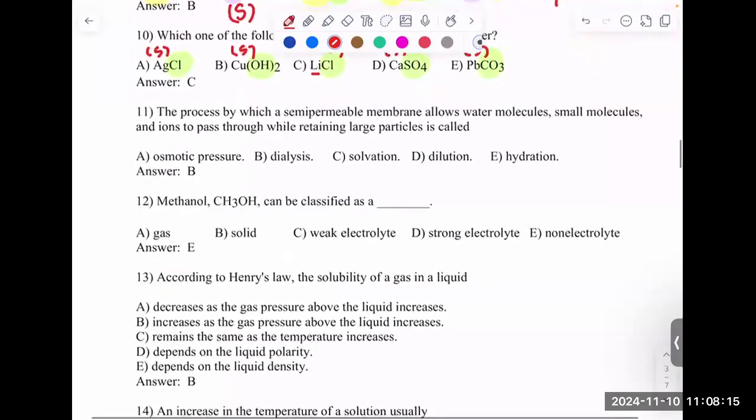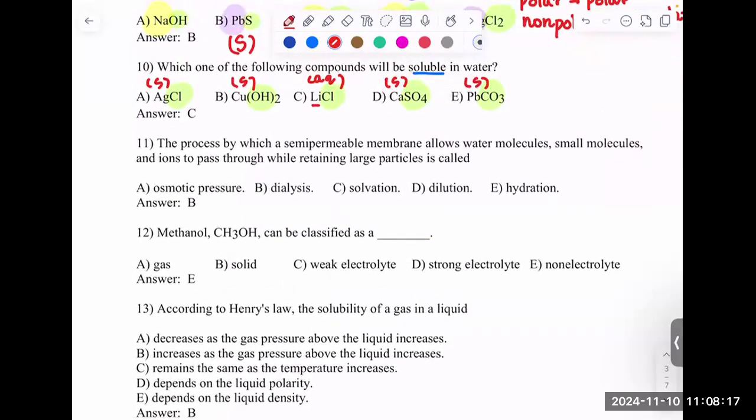This is a term, a definition. The process by which the semi-permeable membrane, so that it relates to osmosis or osmotic pressure. The process by which semi-permeable membrane allows water molecules, small molecules and ions to pass through while retaining large particles is called, actually, in this case, it is dialysis.